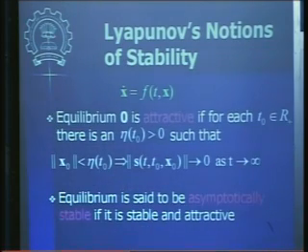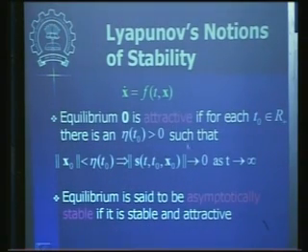Now let us see what is the next notion. We have to first define attractiveness to see what asymptotic stability is.